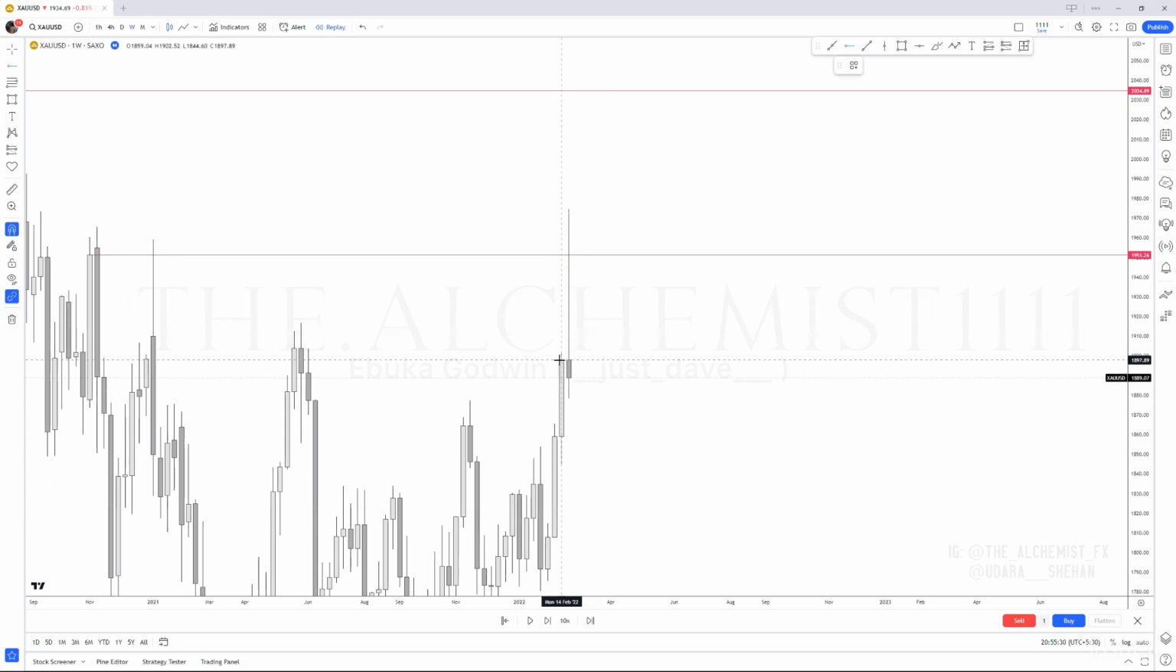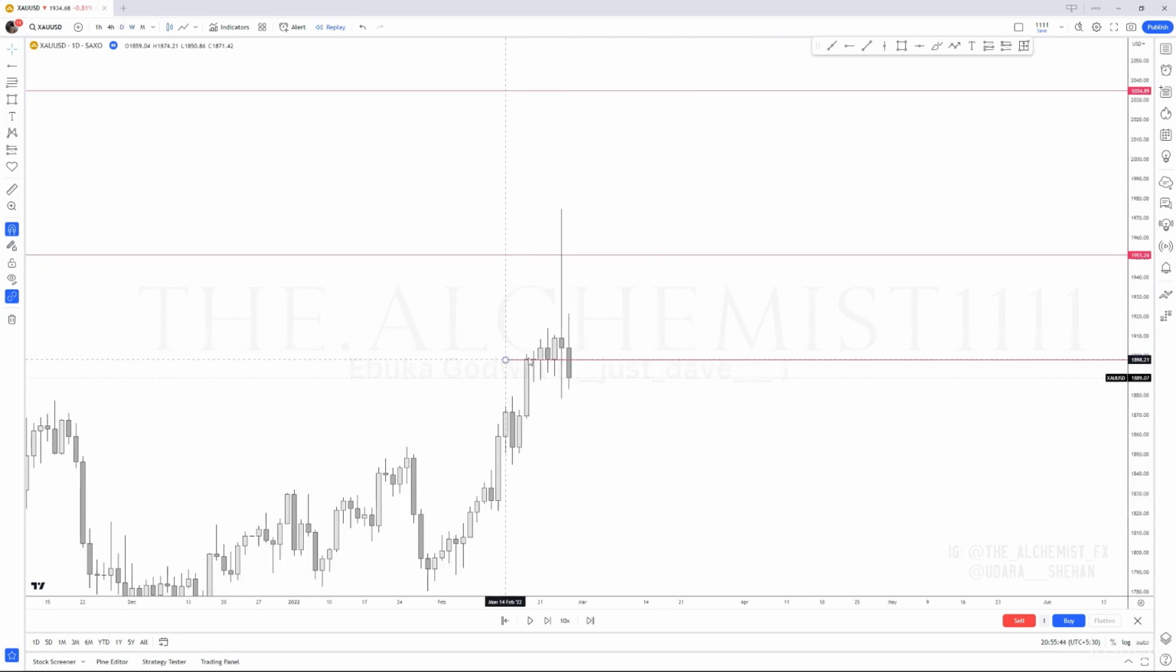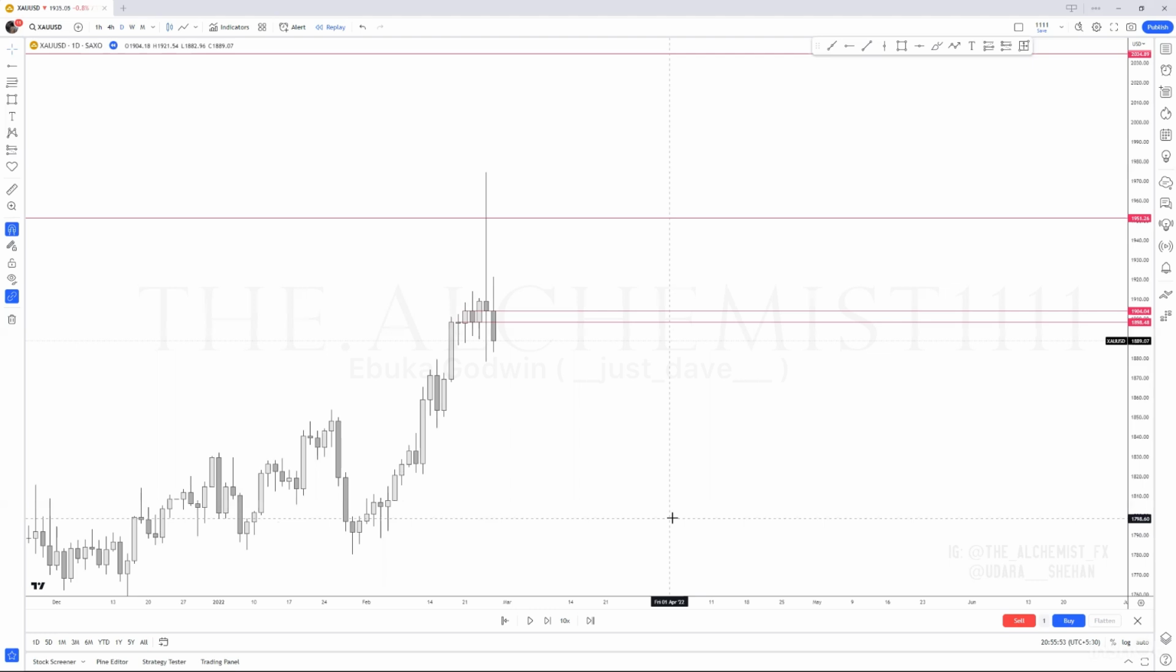But yeah, if I was looking at this, what I would have done is marked out this resistance once again, assuming that weekly has now turned bearish. I would mark out this resistance, go to the daily, maybe refine this into these areas. I would have refined it like this, and I would have for sure taken some sells.